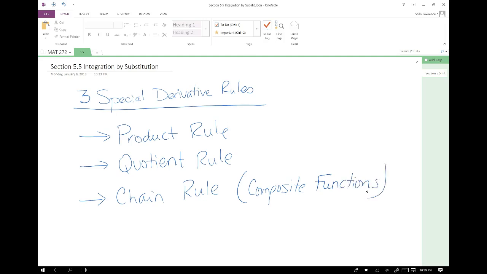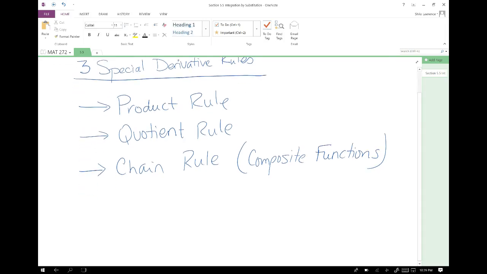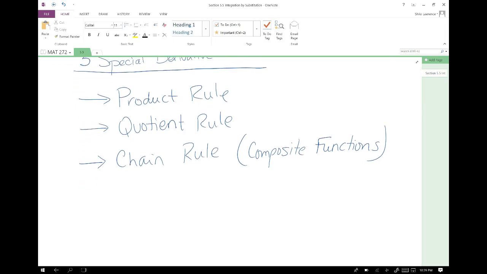With derivatives, we have to remember all three of these rules. The nice thing about antiderivatives or integration is that all three of these get bundled into one rule. We don't have to remember three special integration rules. There's only one special integration rule right now, and that is integration by substitution.